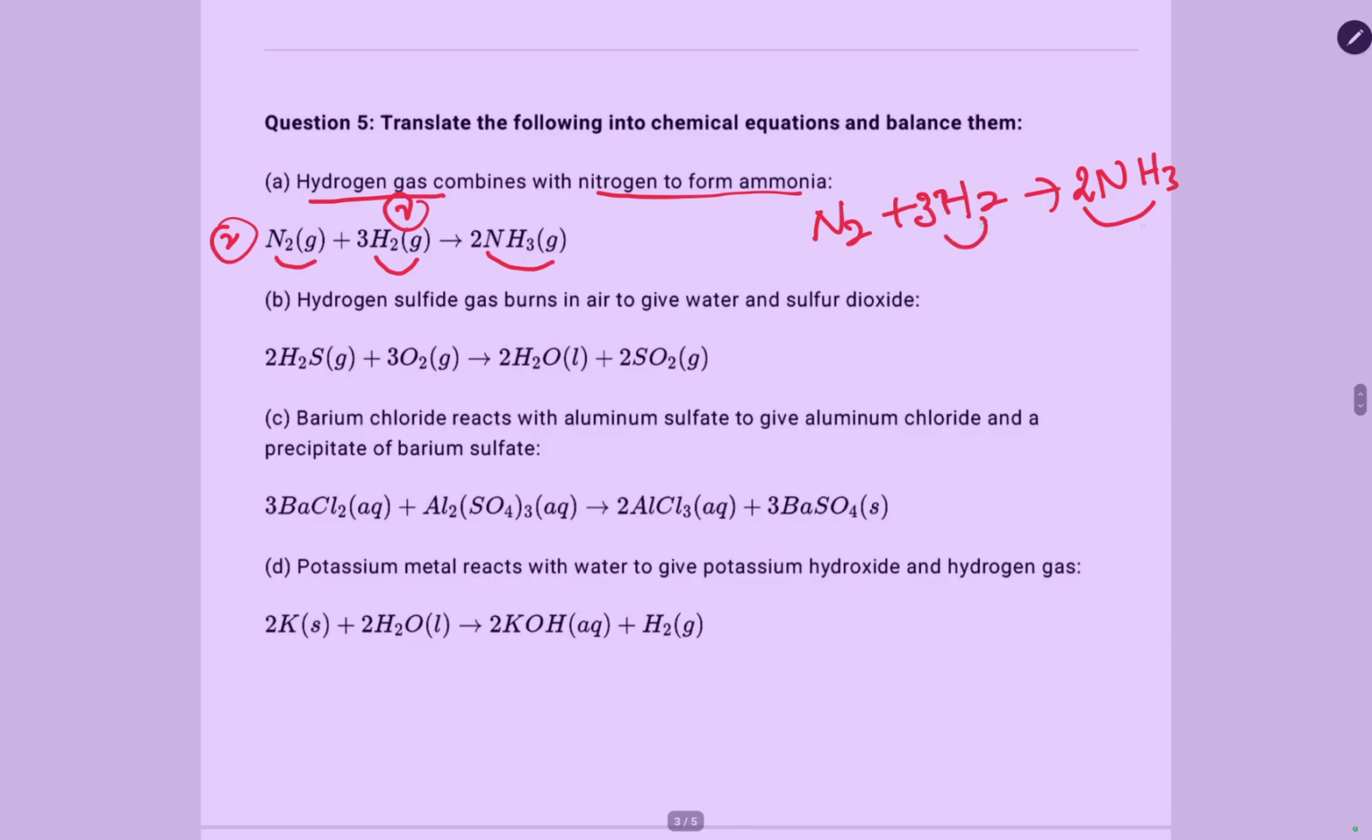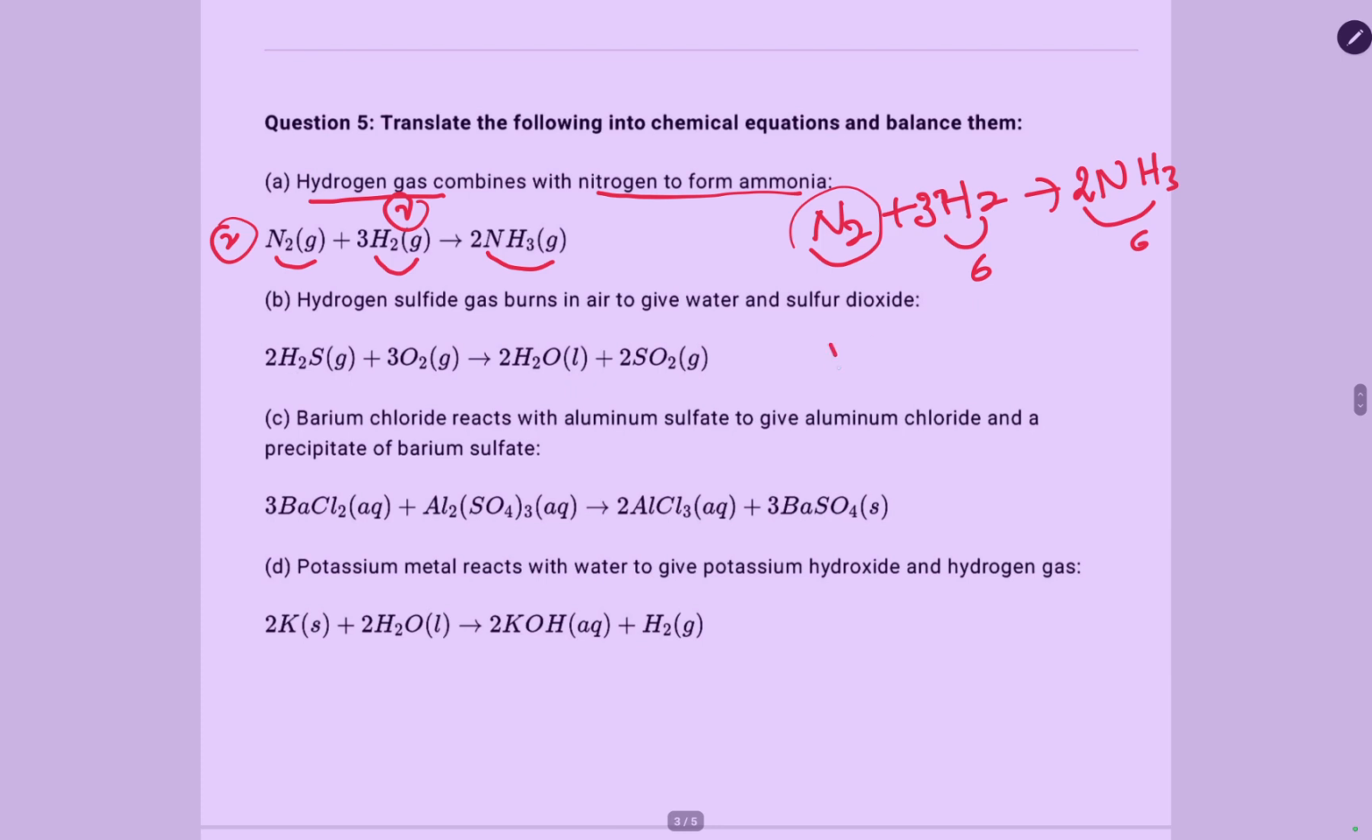So it becomes 6 and 6, both are matched. Now if you observe the nitrogens, this side 2 nitrogens and that side 2 nitrogens. So it is a completely balanced chemical equation. Coming to the second one, hydrogen sulfide gas burns in air to give water and sulfur dioxide.